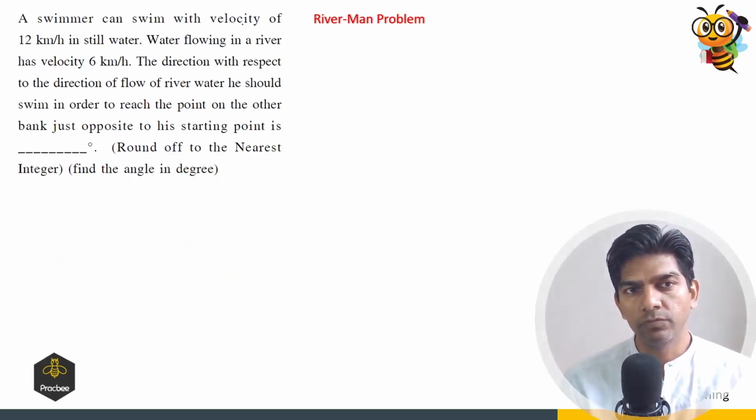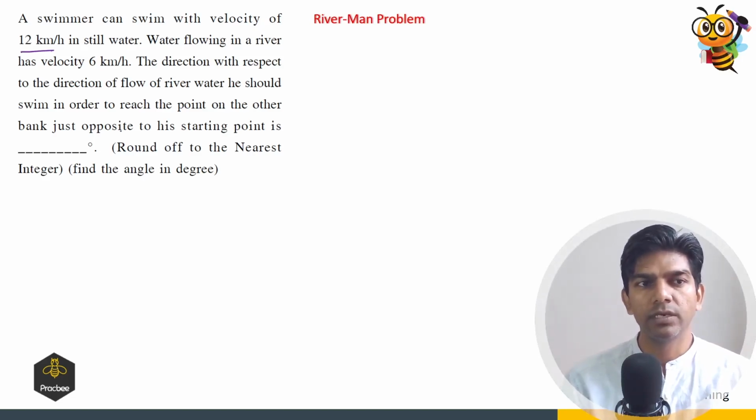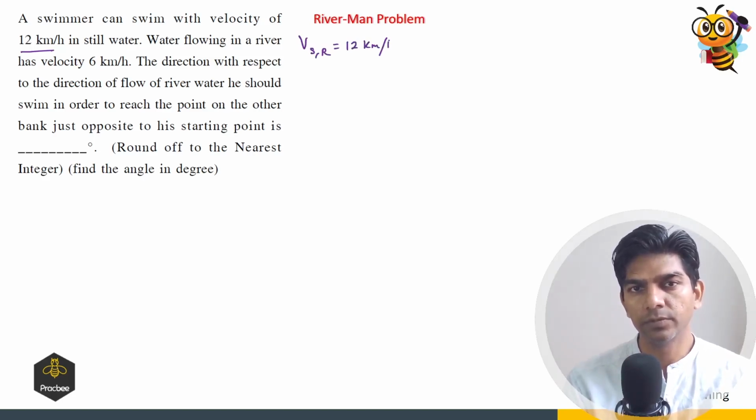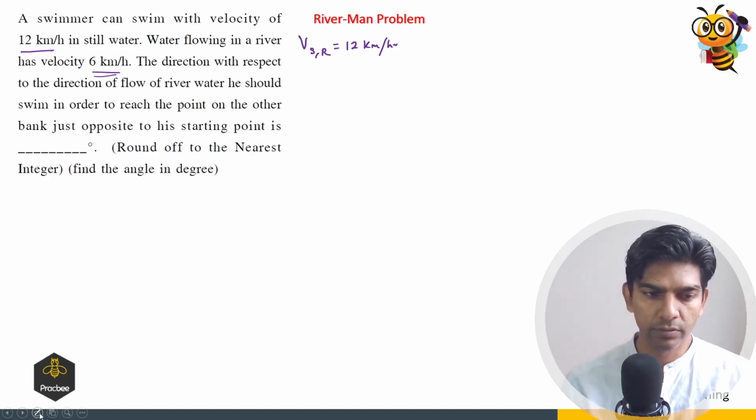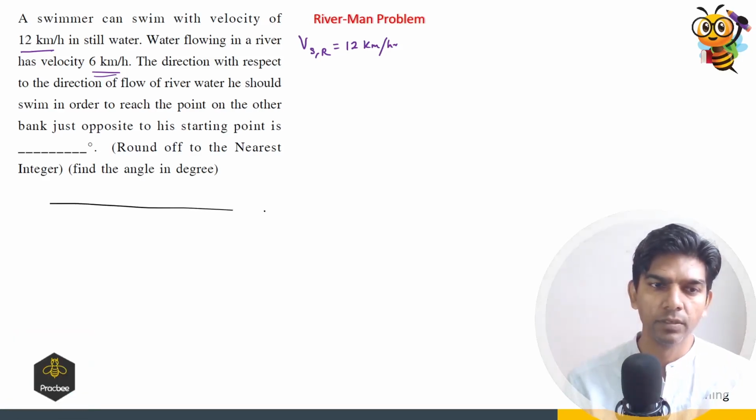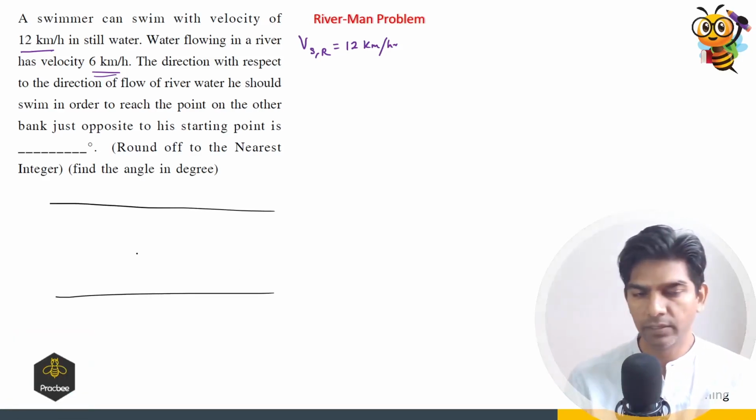A swimmer can swim with a velocity of 12 kilometers per hour in still water. So that is the velocity of the swimmer with respect to river, 12 kilometers per hour. Water flowing in the river has a velocity of 6 kilometers per hour. Find the direction with respect to the direction of the flow of the river water he should swim in order to reach the point on the other bank just opposite to its starting point. It is similar to the last question. So these are the banks.